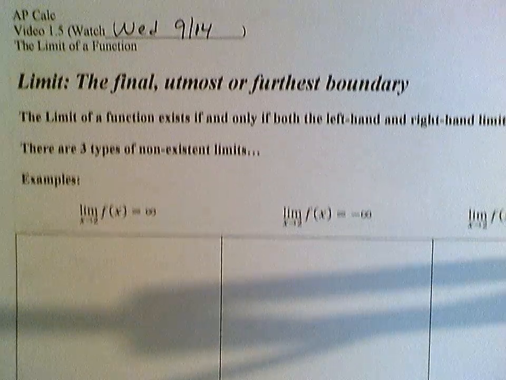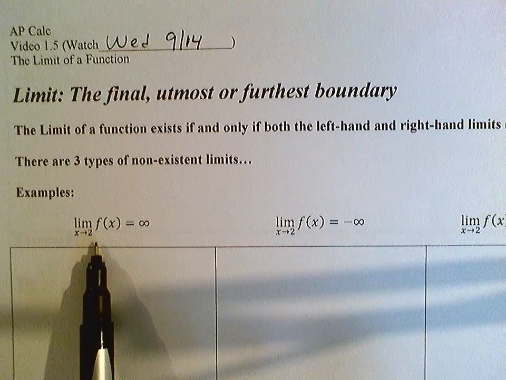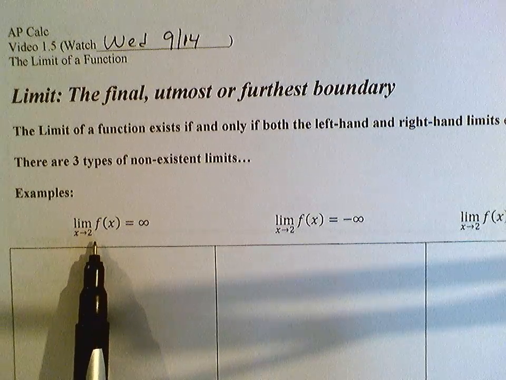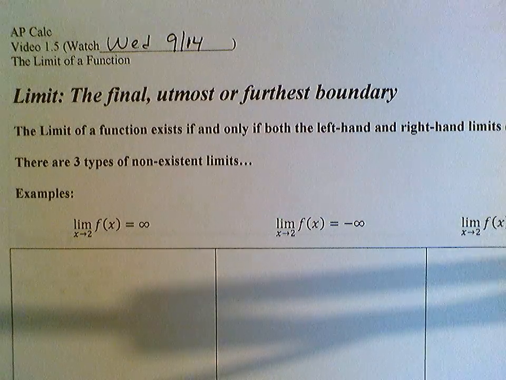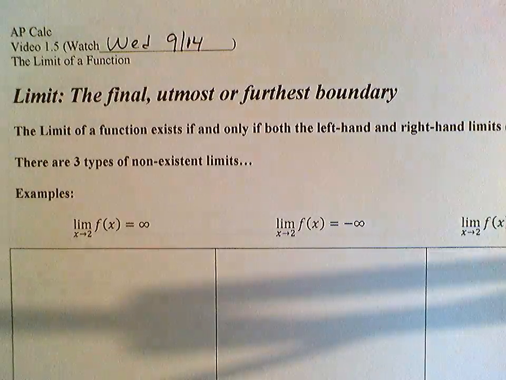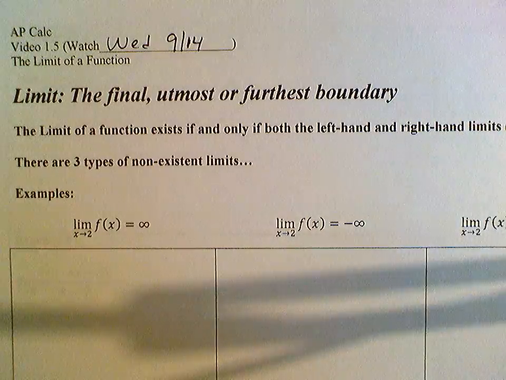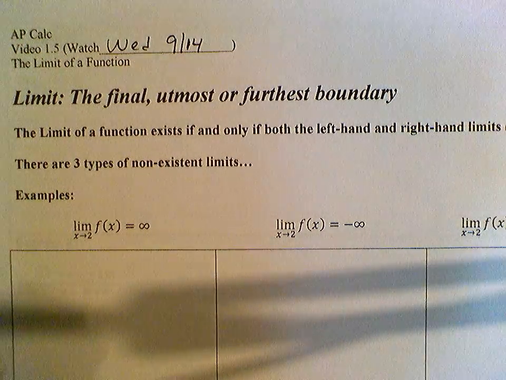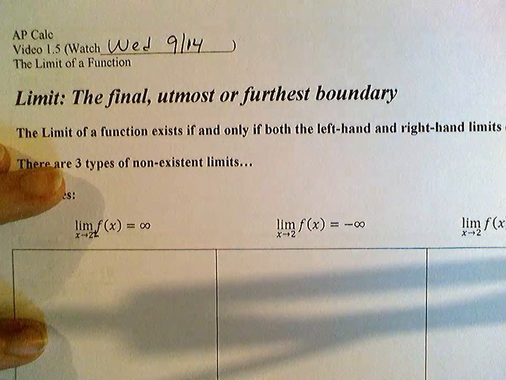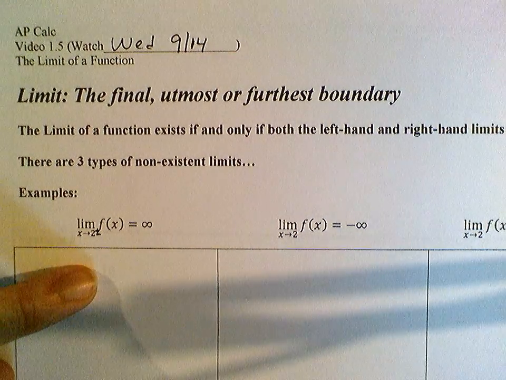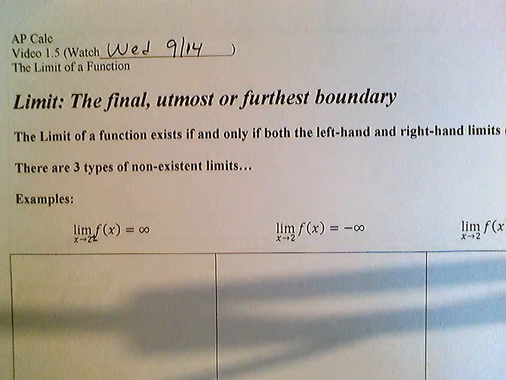Example number 1, the limit as x approaches 2. Now notice there's not a plus or minus as a superscript here, so it's just the plain old limit, not from the right, not from the left, applying the limits from both sides. And if the limits from both sides agree, that is the limit of the function. You could even put a little plus and a minus there, because the limit is the limit from both sides.